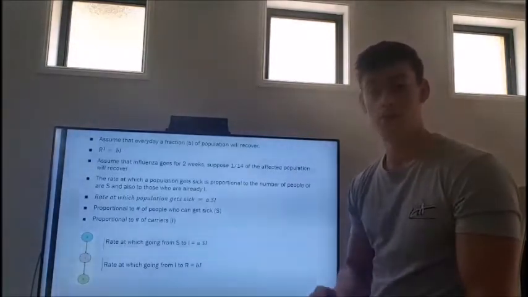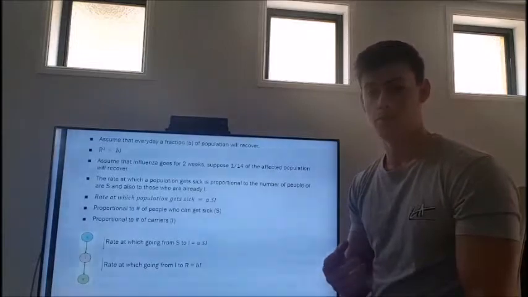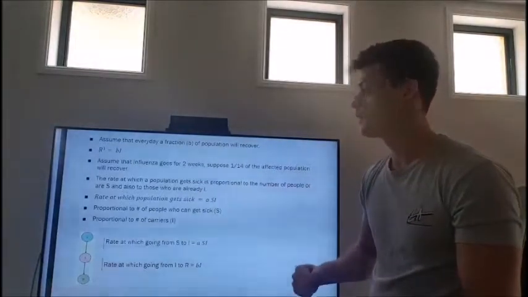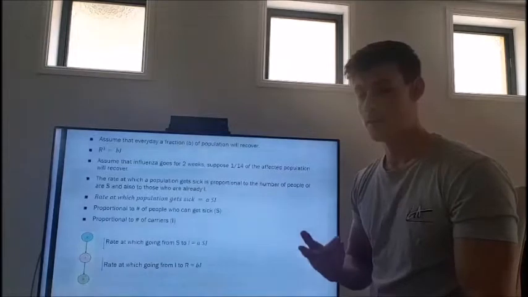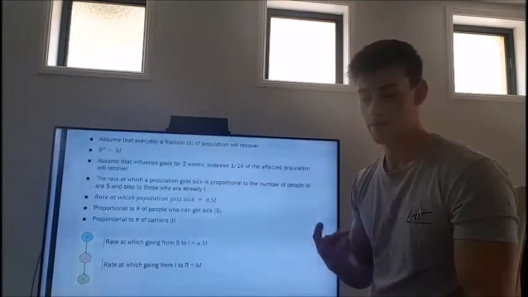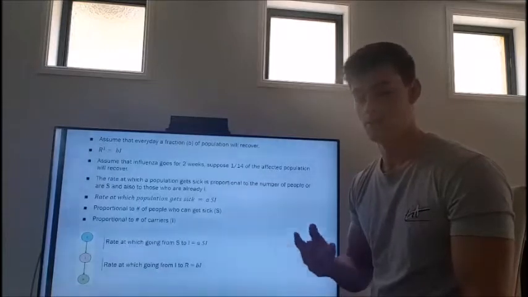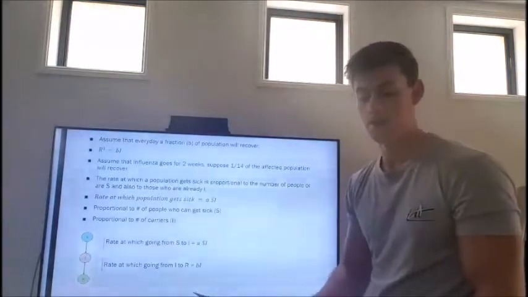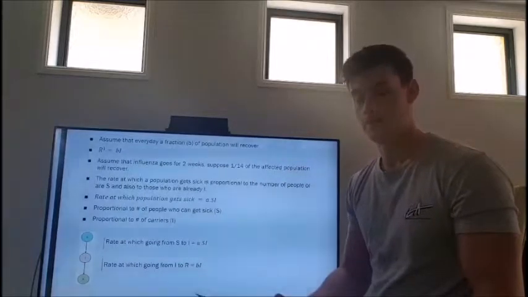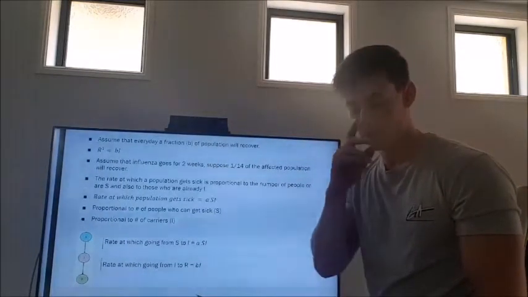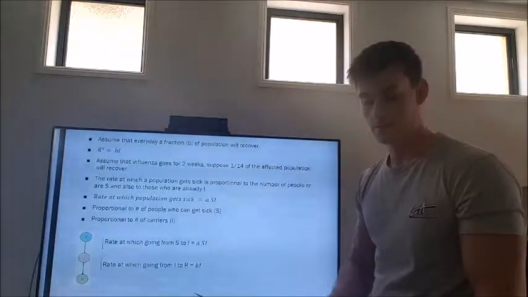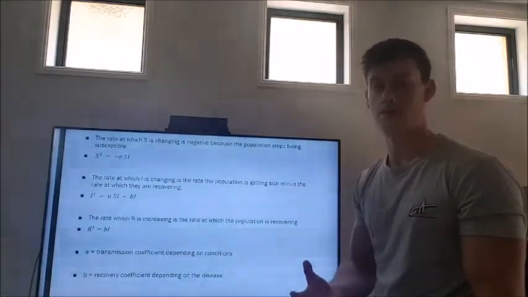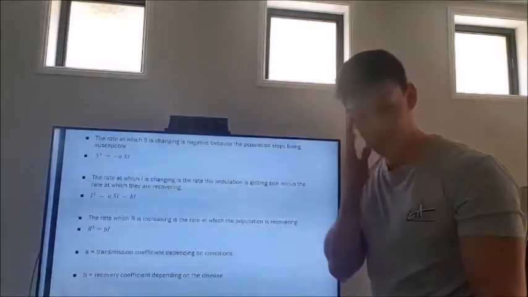And the rate at which a population gets sick is proportional to the number of people who are S and also to those who are already I. The rate at which population gets sick is equal to A times S times I, proportional to the number of people who can get sick, S, and proportional to the number of carriers, I. Moving from S to I is the rate at which S is going to I, so it will equal A times S times I. And the rate at which going from I to R is B times I. The rate at which S is changing is a negative value because the population stops being susceptible to the disease, so S prime is equal to negative A times S times I.